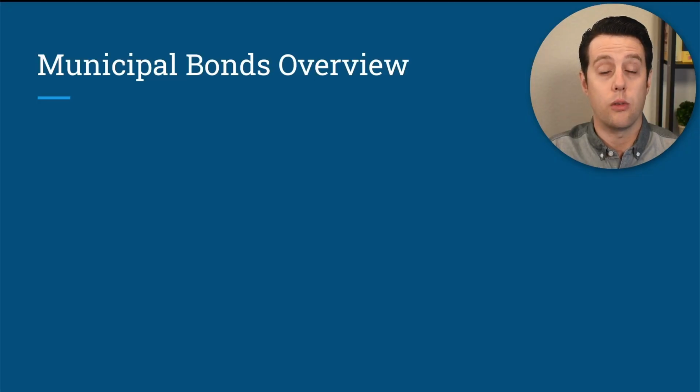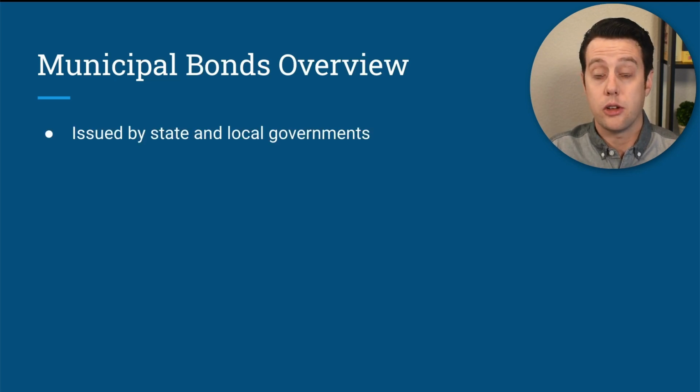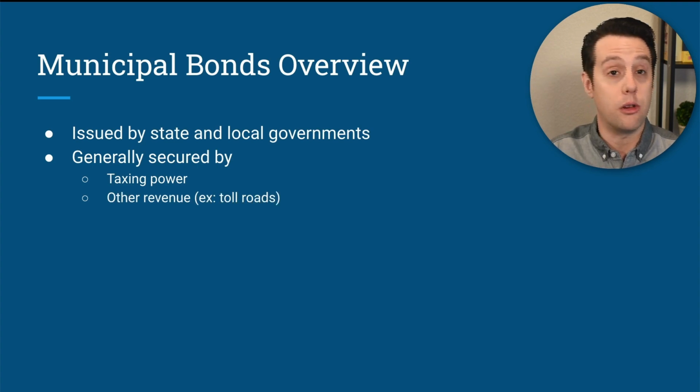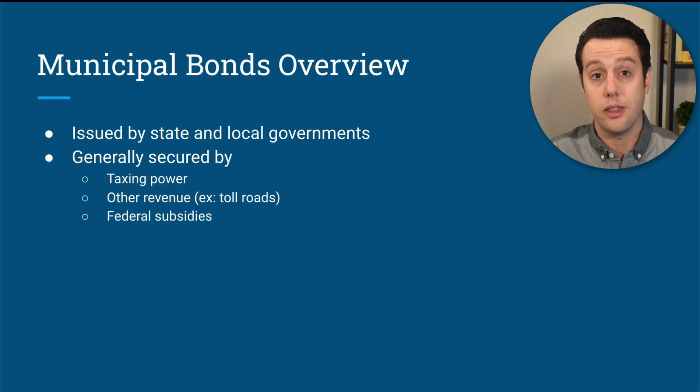First, we'll start with an overview of municipal bonds. These are typically issued by state or local governments, which means that they're generally secured by the taxing power of those state or local governments. There are also some other revenues that can be used to secure municipal bonds, such as toll roads, bridges, and so forth. There are also some federal subsidies that help subsidize municipal bonds.